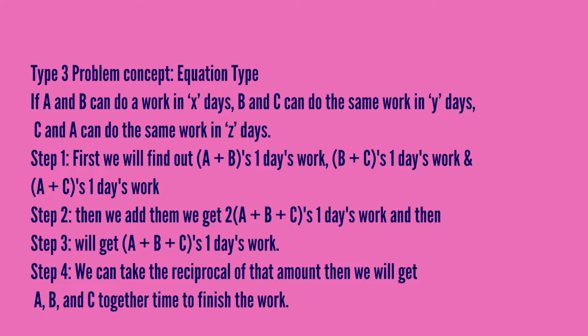First we find A and B's one-day work, B and C's one-day work, and A and C's one-day work. Then we add all 3, and we get A, B and C together's 2 days work. Then we get ABC's one-day work. Once we have ABC's one-day work, we take the reciprocal of that figure, and we get how much time ABC together will take to finish the work. If you use these 4 steps, these equation type problems are very easy.